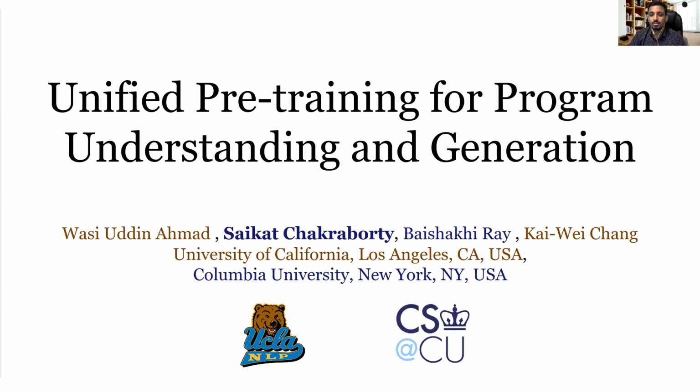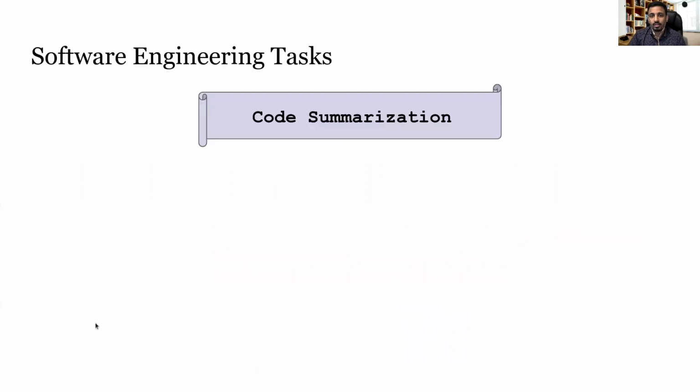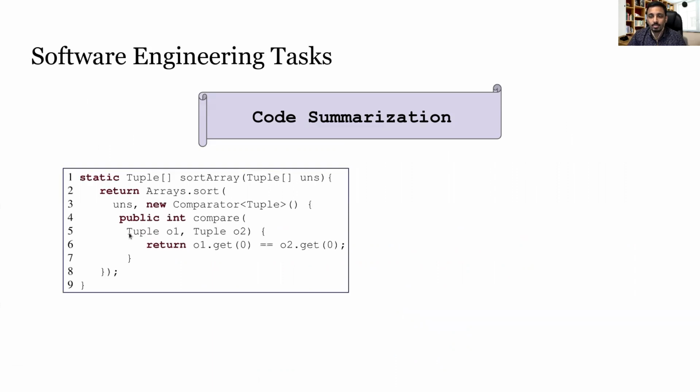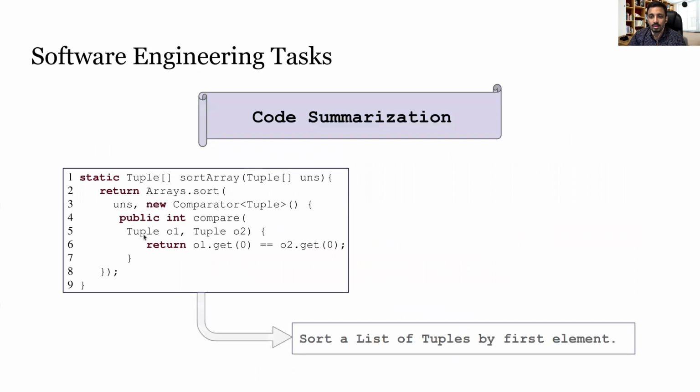Before moving on to the details of this paper, let us look at some example NLP applications in software engineering. First application is code summarization, where the input is a piece of code and the expected output is the summary of the input code. In this task, the main goal is to translate the programming language sentence into a natural language sentence.